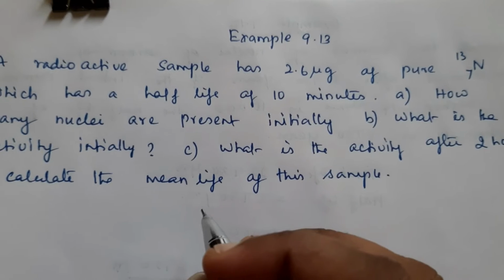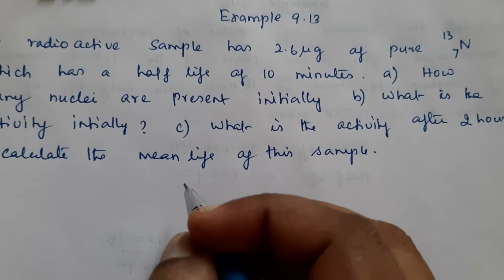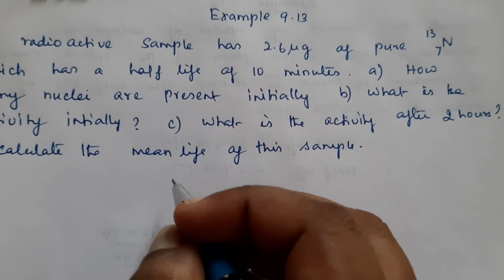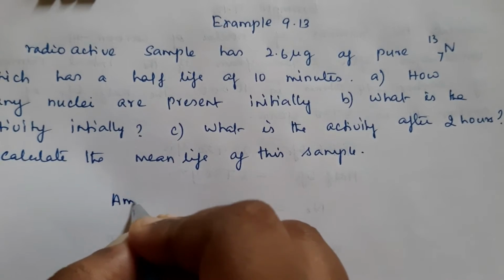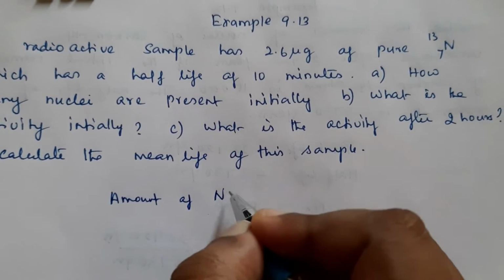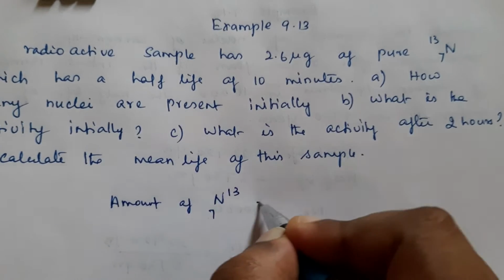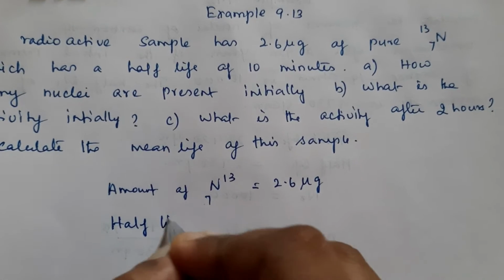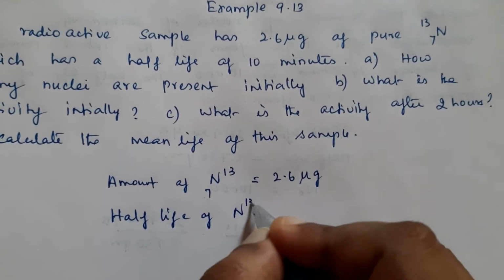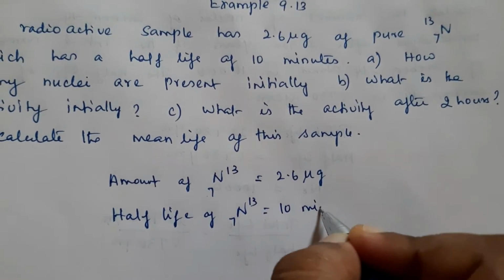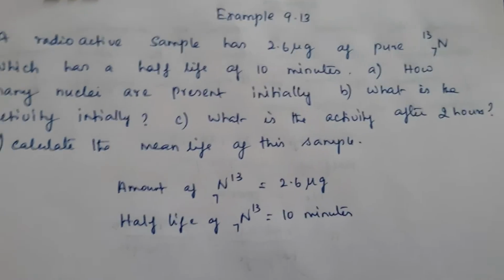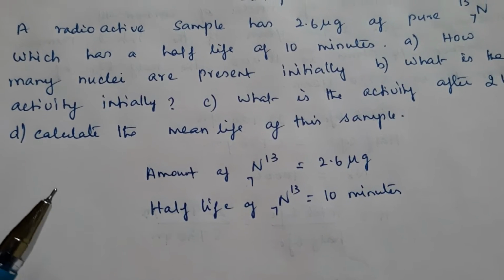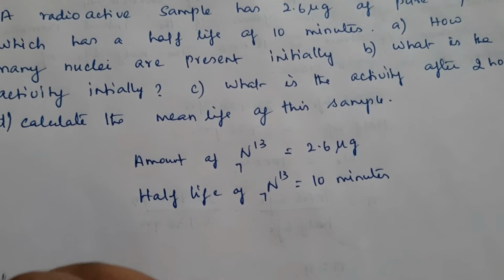Now what is given is the radioactive sample. So that is nitrogen. So the amount of nitrogen 13.7 is 2.6 microgram. Half life is 10 minutes. Now we have to first find out how many nuclei are present initially.